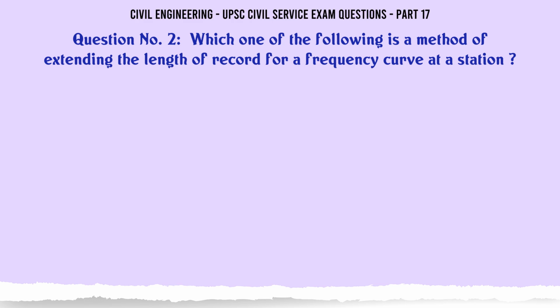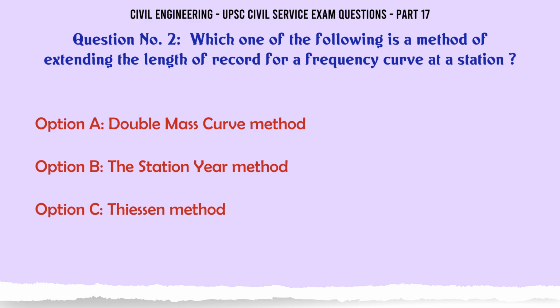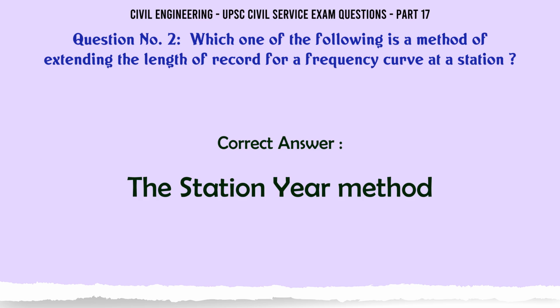Which one of the following is a method of extending the length of record for a frequency curve at a station? A. Double mass curve method. B. The station year method. C. Thiessen method. D. Isosceles method. The correct answer is the station year method.